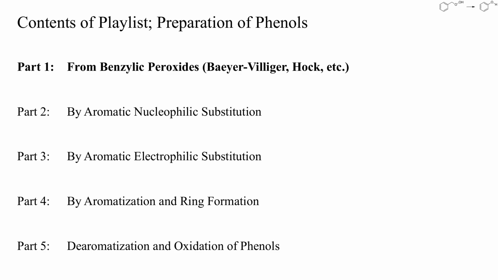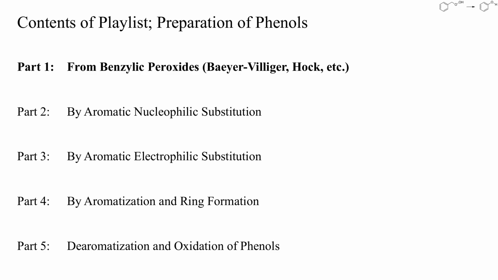Phenols are important target compounds and synthetic intermediates, but can be tricky to make. In this video we'll have a look at the preparation by rearrangement of benzylic peroxides, the cleanest and most relevant strategy. I've also included examples of Baeyer-Villiger oxidations and of the rearrangement of benzoyl peroxides.